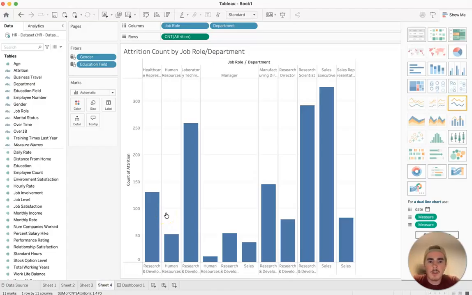Sheet 4, this is attrition count by job role, department. This is looking at departments, and you can see here that human resources has some of the lowest attrition counts, along with sales managers, and other roles like sales executives and research scientists have higher attrition counts.